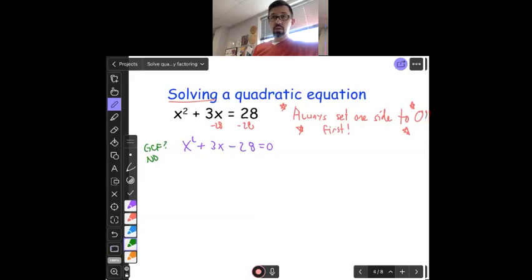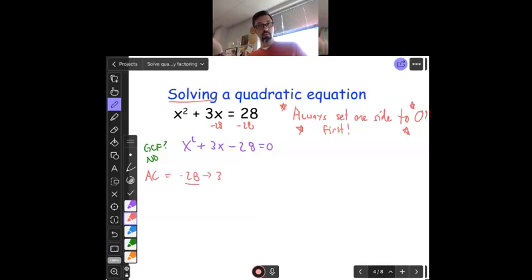So that means we go into what? No GCF, so we're going to do what? Brooklyn, what's our next method? Jet, what's our next method? AC, Lily, all right? So what's our AC? Of course, our A is 1, our C is negative 28. So A times C is negative 28. That needs to add to 3.